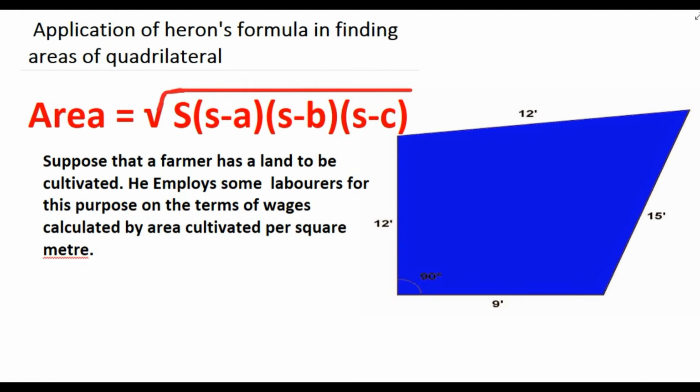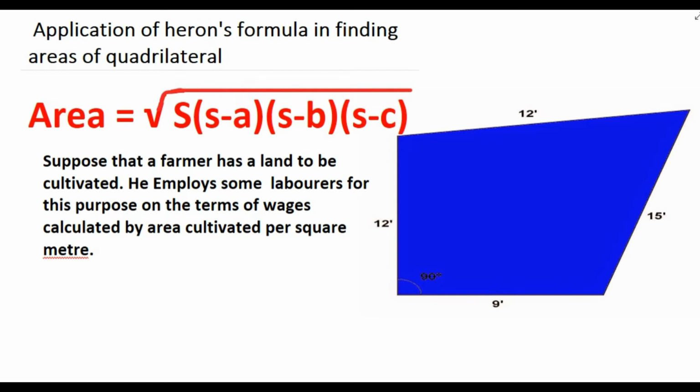You have already learned about Heron's formula. We know Heron's formula is used to find out the area of a triangle when three sides are given. Now what is the application of Heron's formula? With Heron's formula, we can find even the area of a quadrilateral.